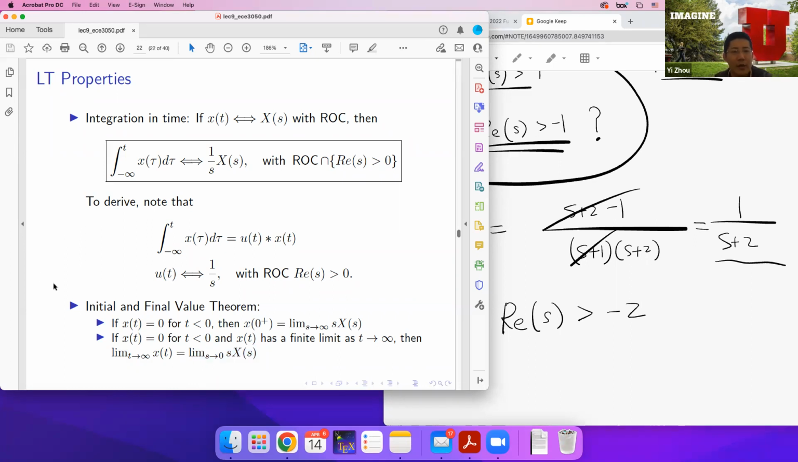So this means that if we consider the Laplace transform, the initial condition or the boundary conditions of the signal can be related to the Laplace transform in the S domain. And later, when we introduce the unilateral Laplace transform, we will see more applications there.